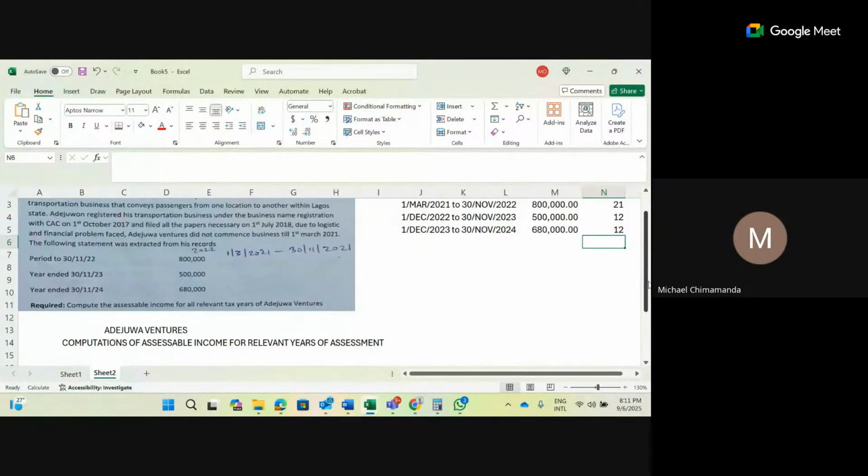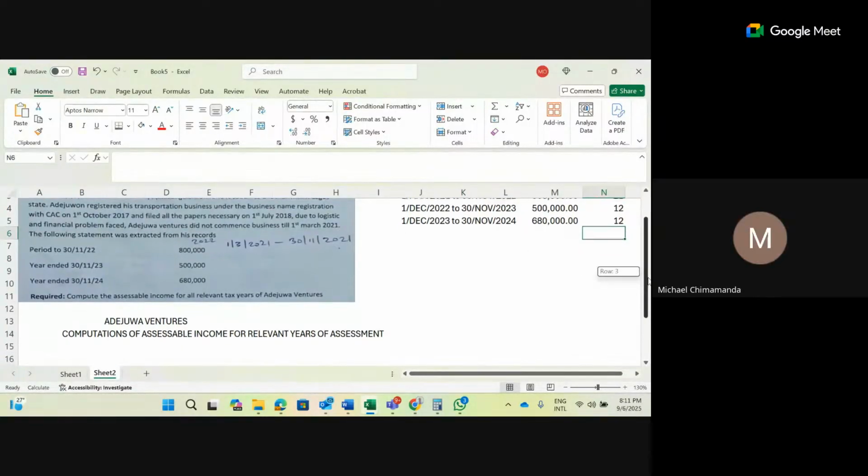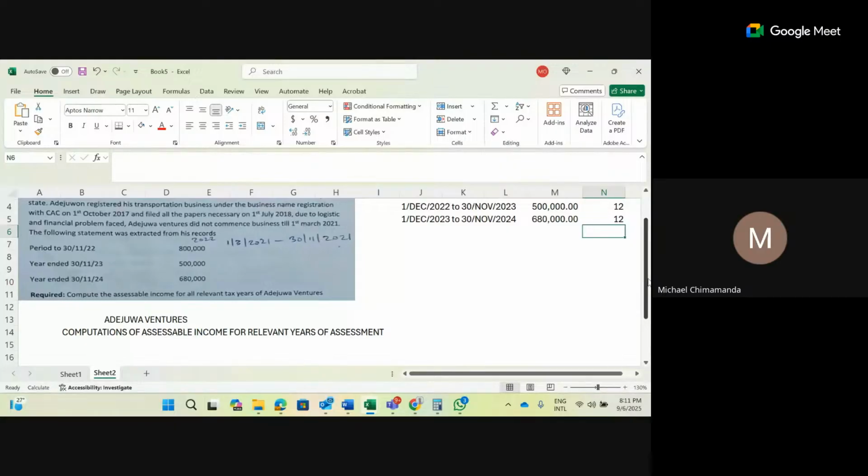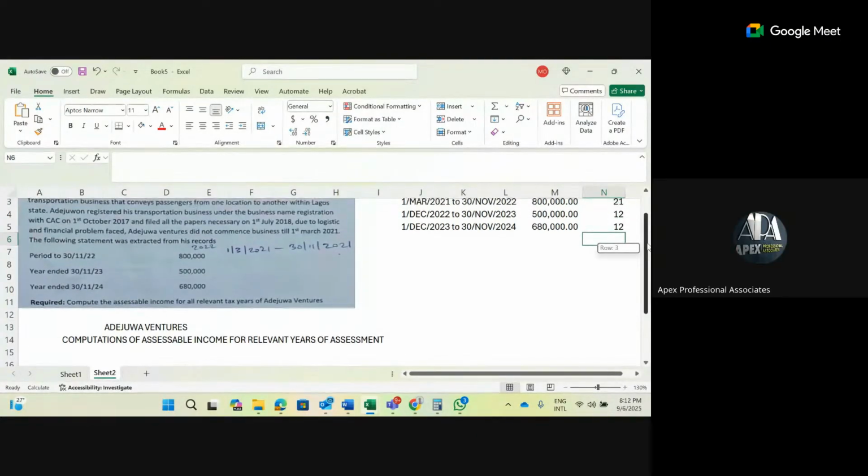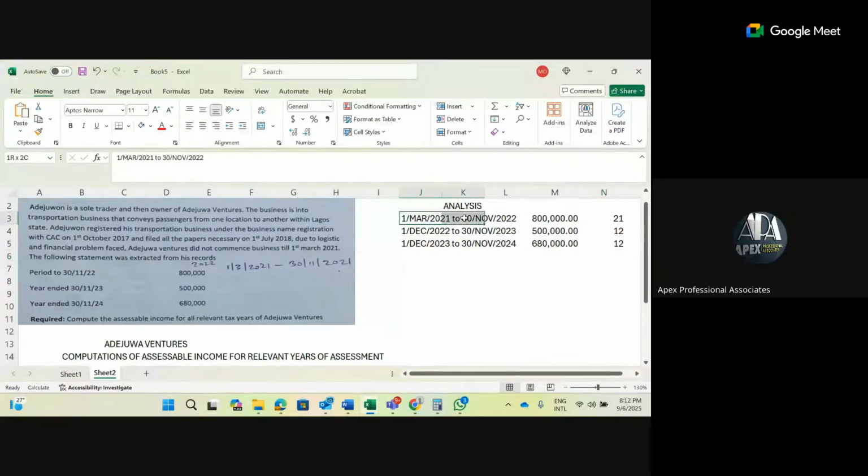For the first one is 1st of March 2021 to 29th or 28th of February. Are you saying 28th now? What is the company year end? The company's year end is November. Oh my God, I'm sorry. The first basis period for this company is 1st of March 2021.